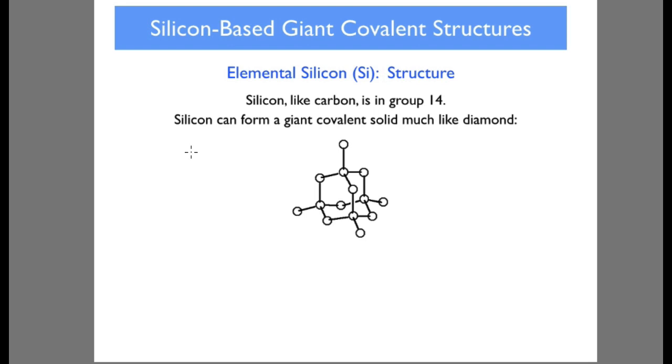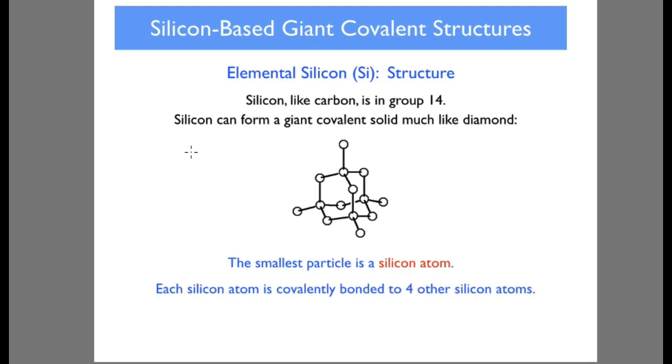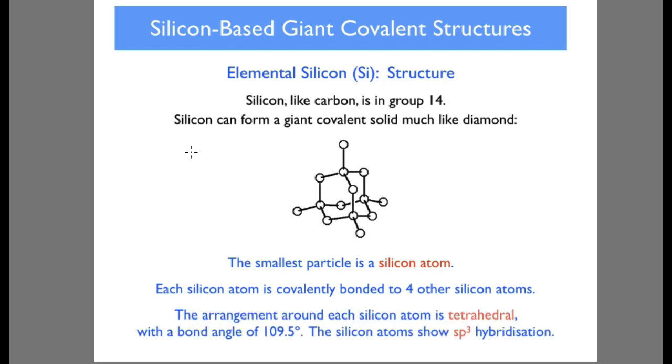Okay, elemental silicon. Its structure. Silicon, like carbon, is in group 14. Silicon can form a giant covalent solid, much like a diamond. The smallest particle this time, though, is obviously a silicon atom. Each silicon atom is covalently bonded to 4 other silicon atoms. The arrangement around each silicon atom is tetrahedral.